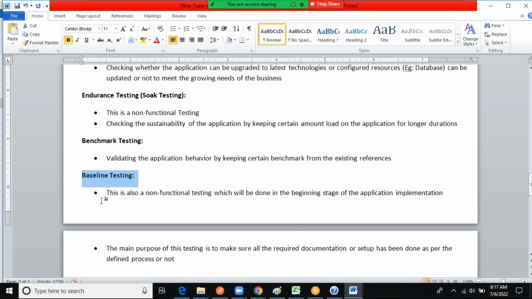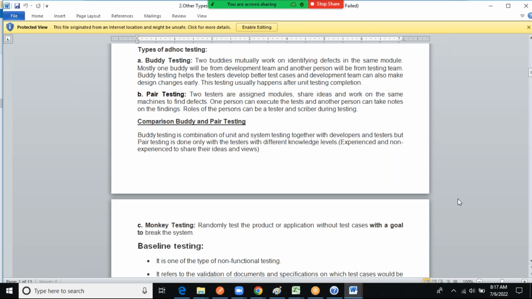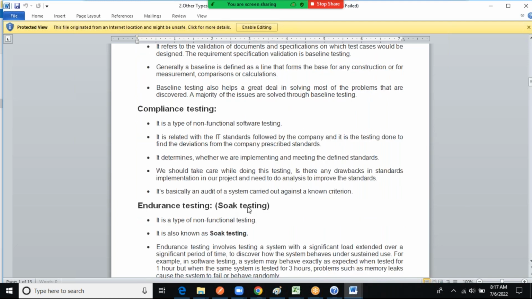It is a regular thing, but some expert has added one word and added testing at the end, and it has become one type of testing. Like that, you will find many types of testing in these notes.